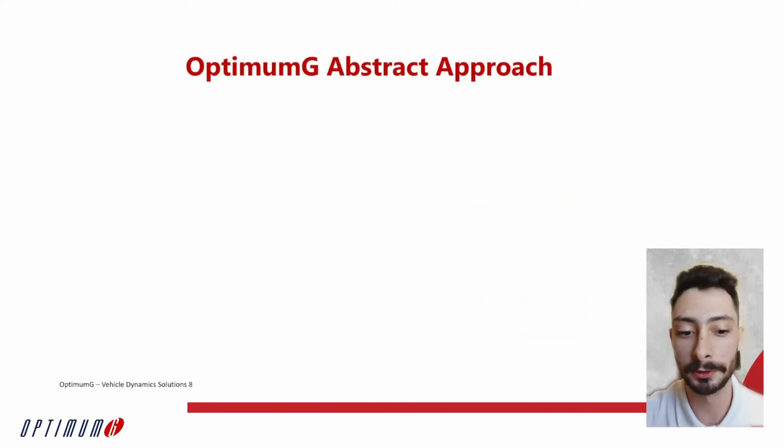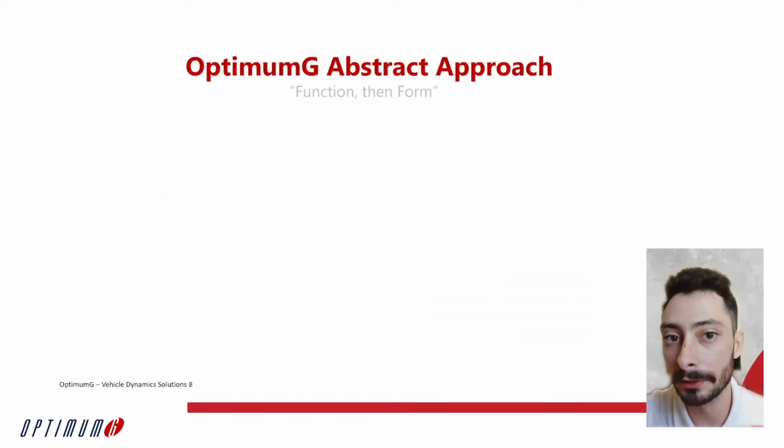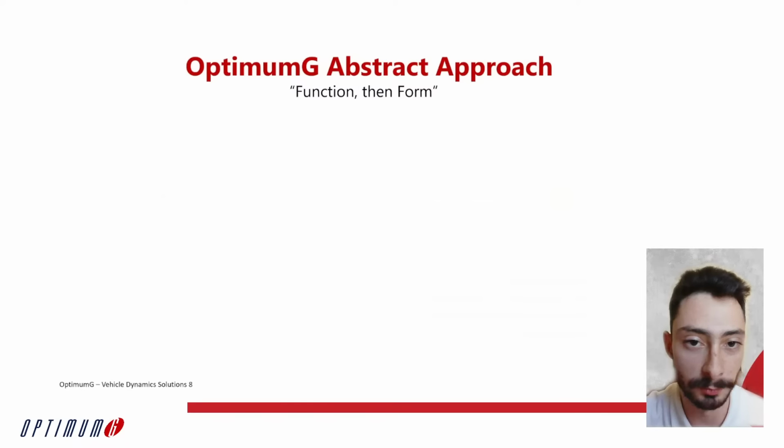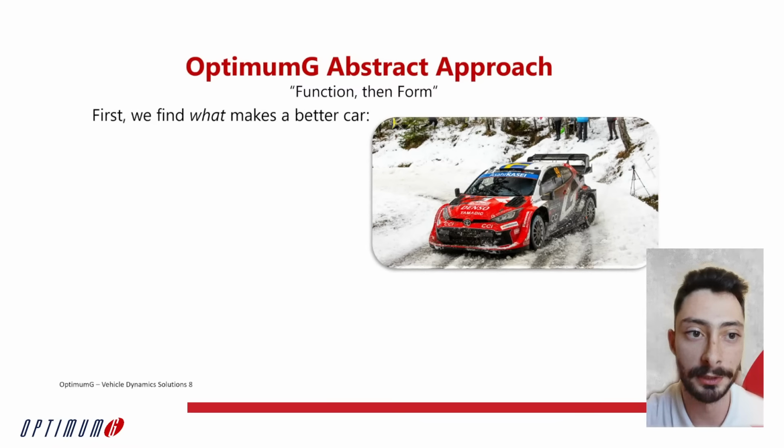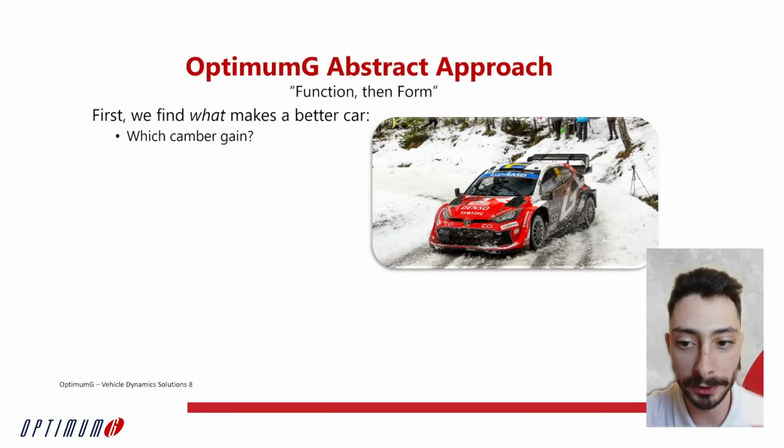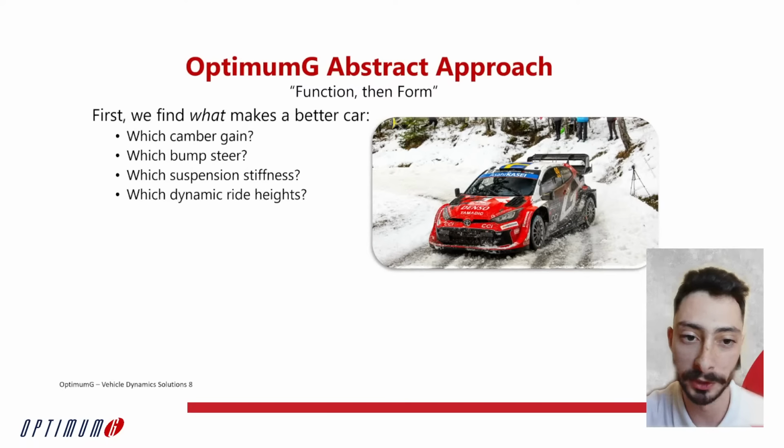And as Claude mentioned, the approach that we have here is what we call OptimumG's abstract approach. And if you had to define it in a single sentence, we would call it function then form. So it's pretty much divided into two main sections that we go through. The first thing that we're interested in is finding what makes a better car. So which camber gain do I need to make the car go faster? Which bump steer variation, which suspension stiffness, which dynamic ride heights, and many other different variables.